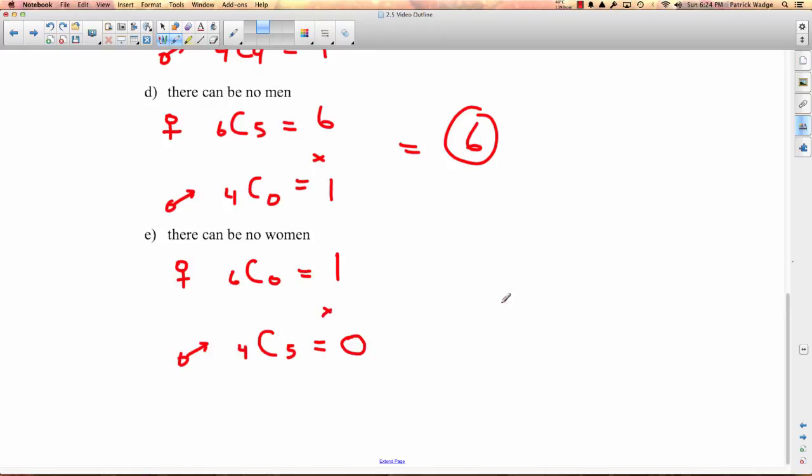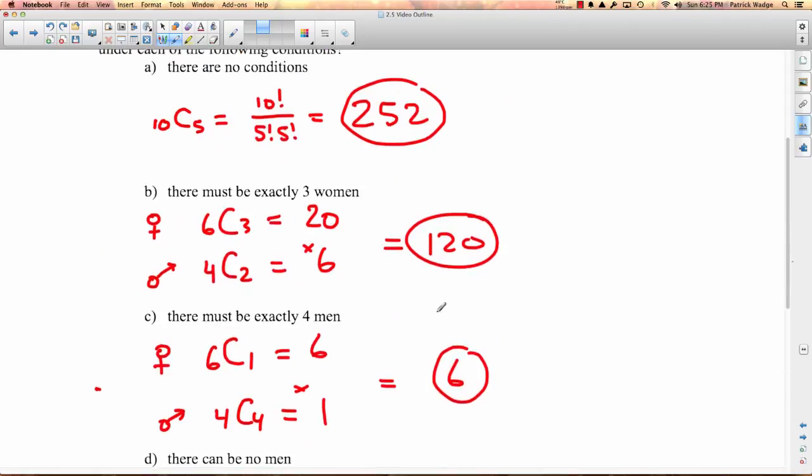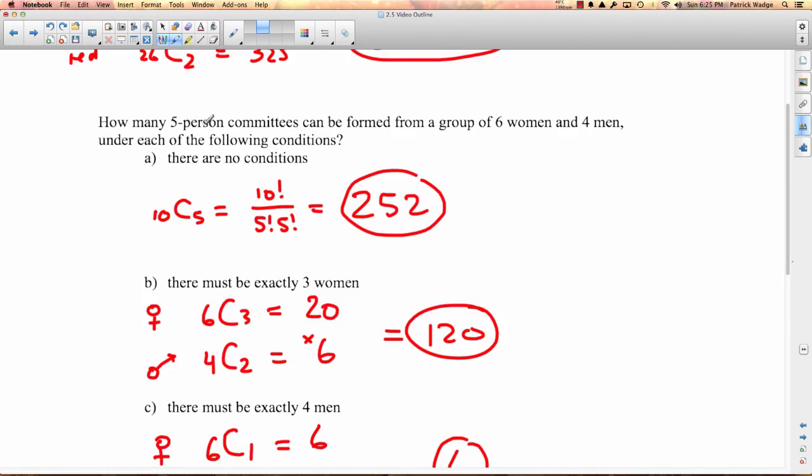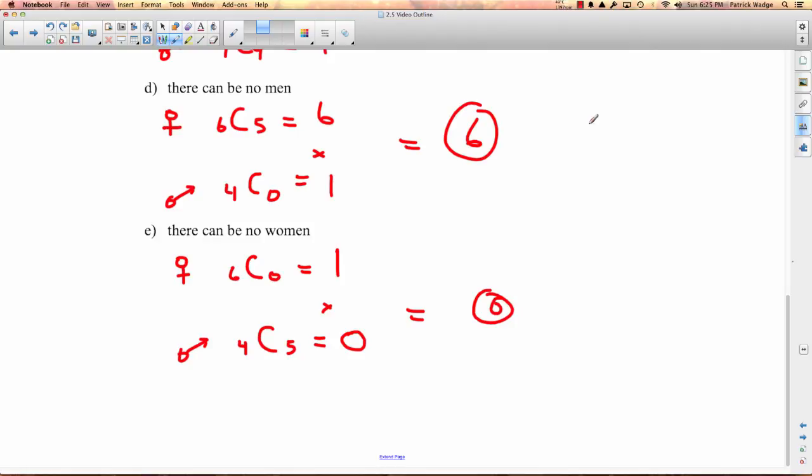1 times 0 is equal to 0. There's absolutely no way to have a committee with no women. And that should make sense to you, because if you need a 5-person committee, you can have no women in it, and there's only 4 men. This is not possible. Unless you're allowing monkeys or something in the committee, which would be definitely a worthwhile committee.